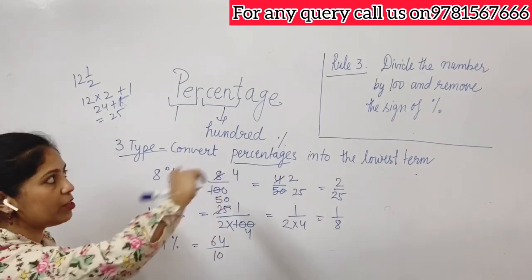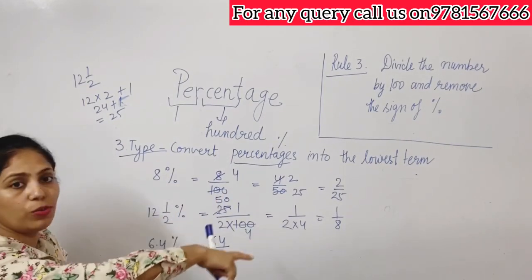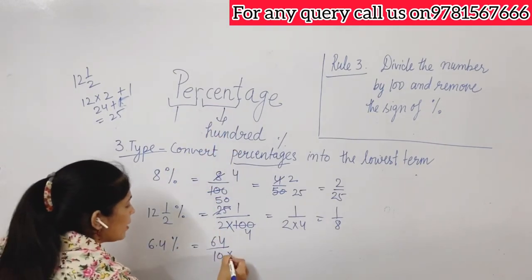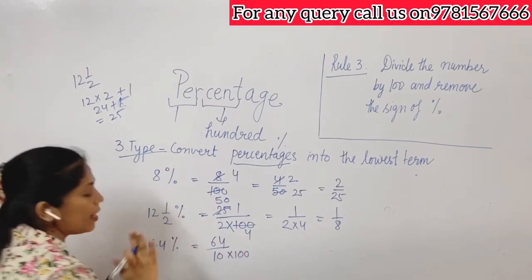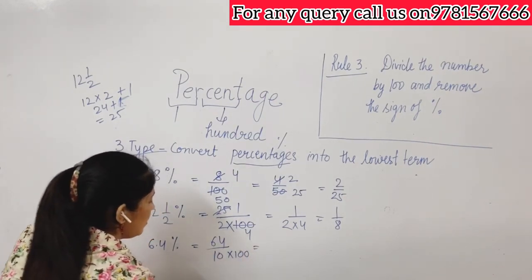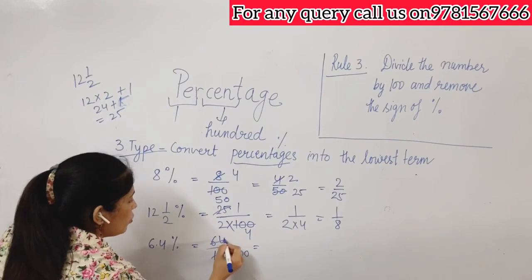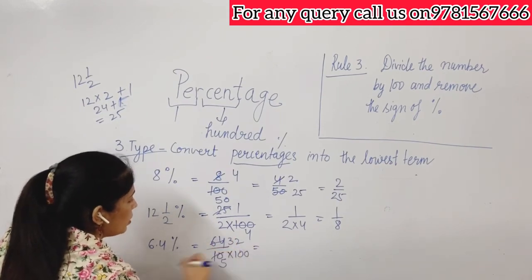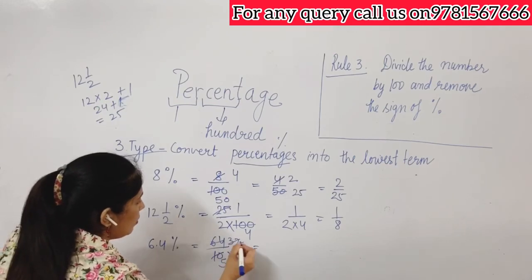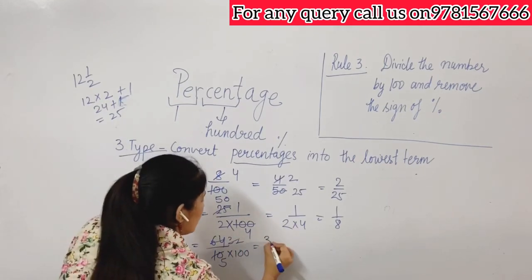Now what is the rule to convert the percent into the lowest term? Divide the number by 100. So I am dividing it by 100 and removing the sign of percentage, right? So what will the answer be? What will be the answer now? 2 fives are 10, 2 threes are 6, 2 twos are 4. So it is 32. If anything can be cancelled out, yes, again.